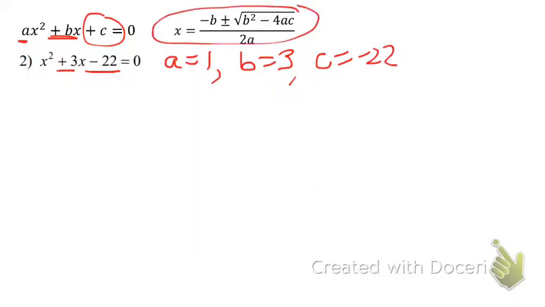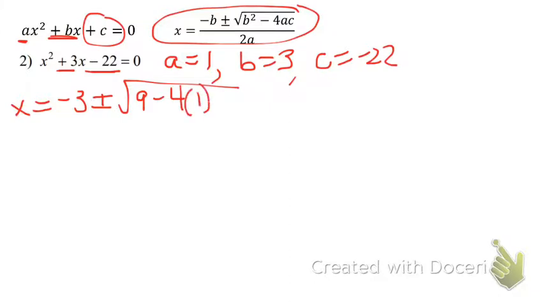Applying this formula, x equals -b would be -3, plus or minus the square root of b squared, square it in your head, 3 times 3, which is 9, minus 4 times A, don't really need to write it if it's a 1, times C, -22, all over 2 times A, so 2 times 1, which is 2. Okay, that is just like it was in the last problem. Simplify it.